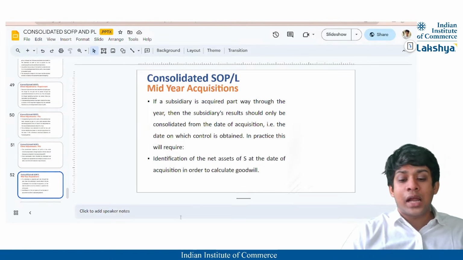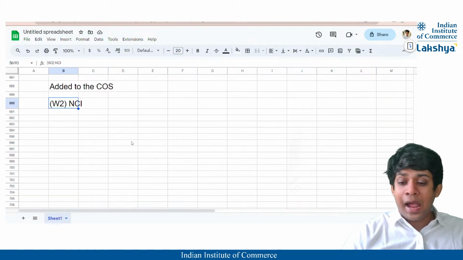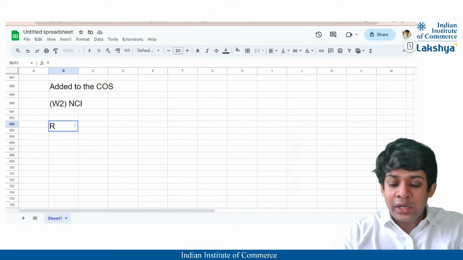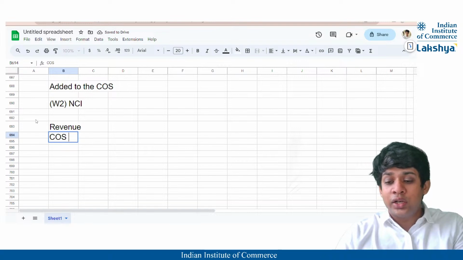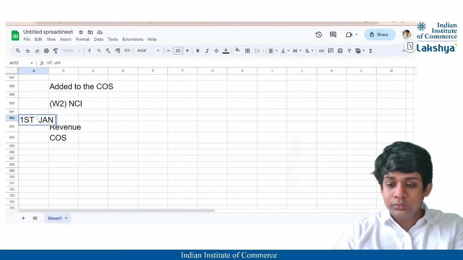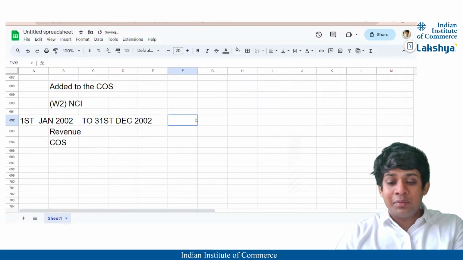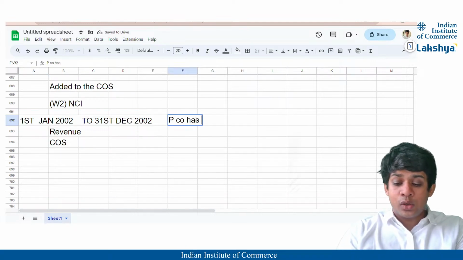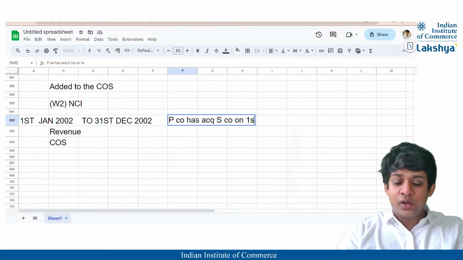Okay. Then mid-year acquisition. Mid-year acquisition for a subsidiary is important, right? Because whenever we calculate the revenue or the cost of sales, it is for the full year, correct? Maybe say the subsidiary's year starts from 1st Jan 2002 to 31st December 2002. Okay, and maybe say the parent company has acquired the subsidiary company on 1st September.